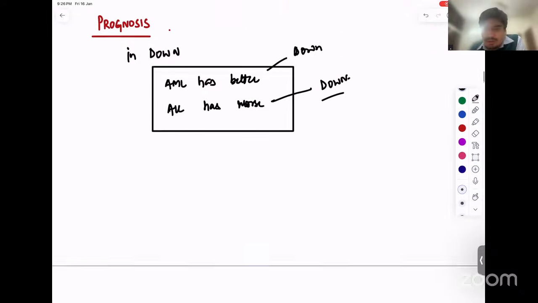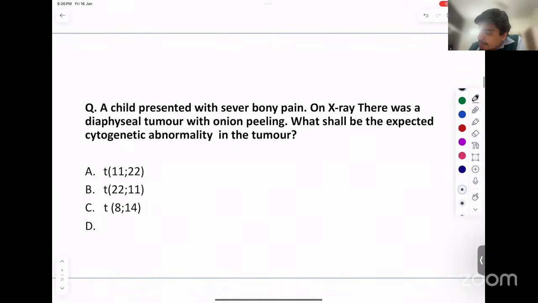Let's move on to the next question. A child presented with severe bony pain. On X-ray, there was a diaphyseal tumor. Which tumor? Remember that as far as bone tumors are concerned, there are only two tumors in children which you should know about. One is osteogenic sarcoma, that is osteosarcoma. The other is Ewing sarcoma.